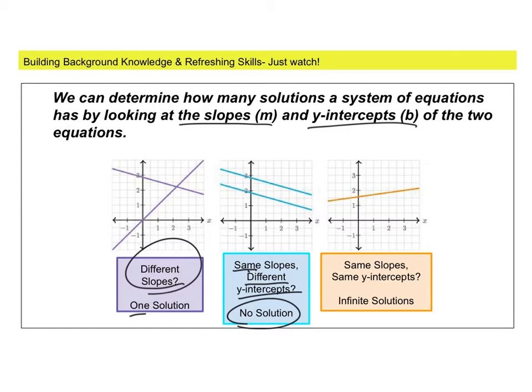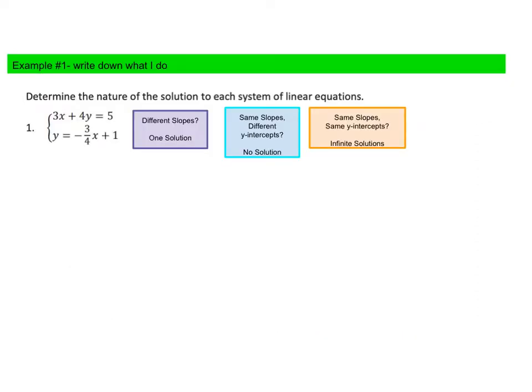And lastly, if they have the same slopes and same y-intercepts, that's the same equation. And so those lines are going to overlap and there's going to be infinite solutions. So this is our new work for today. We're just going to be looking at m and b and seeing which one of these types of solutions our system falls under. All right, for example 1, we want to determine the nature of the solution.